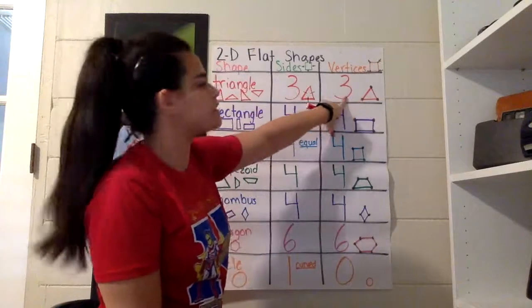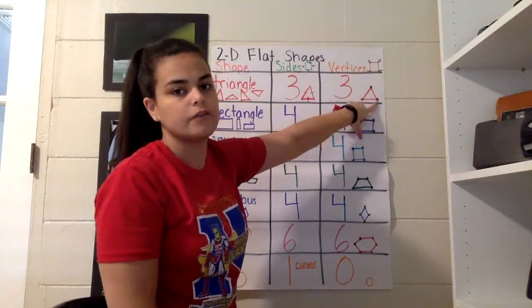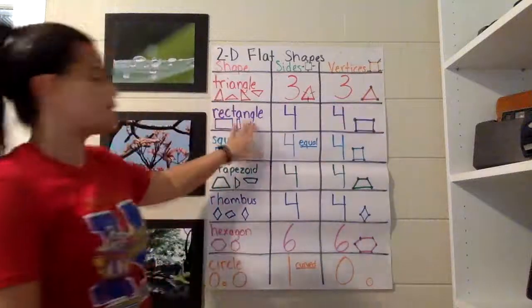So let's see how many vertices a triangle has. It's got 3. 1, 2, 3. And I already made those dots on those vertices. Okay? Let's take a look at our next shape.